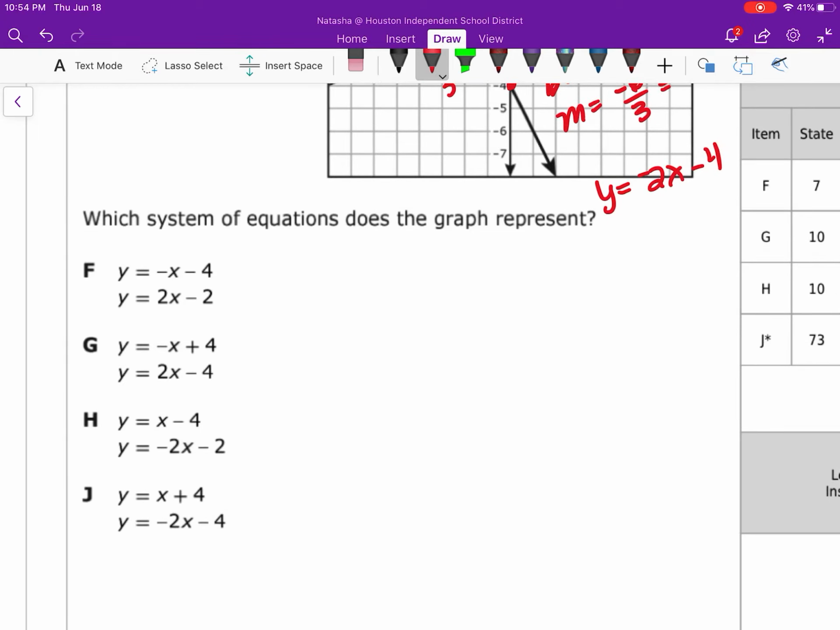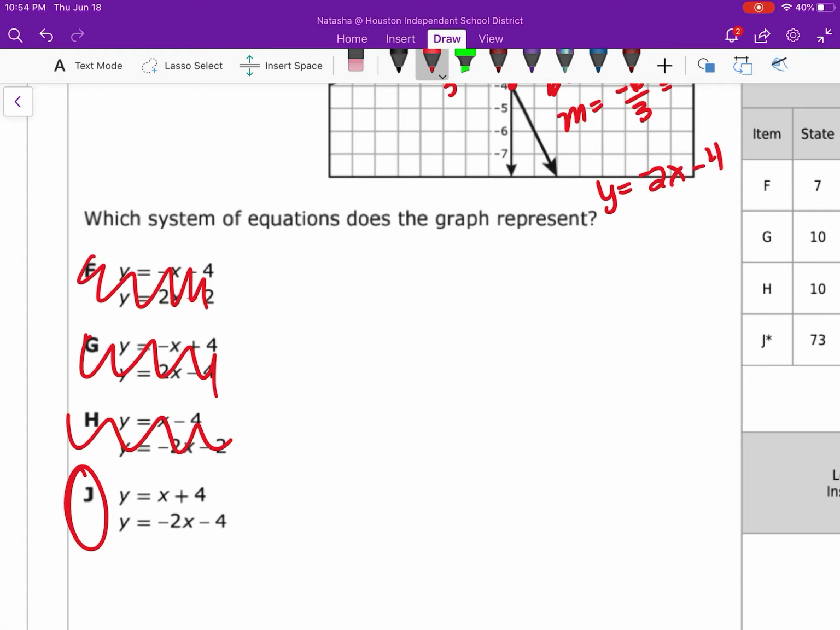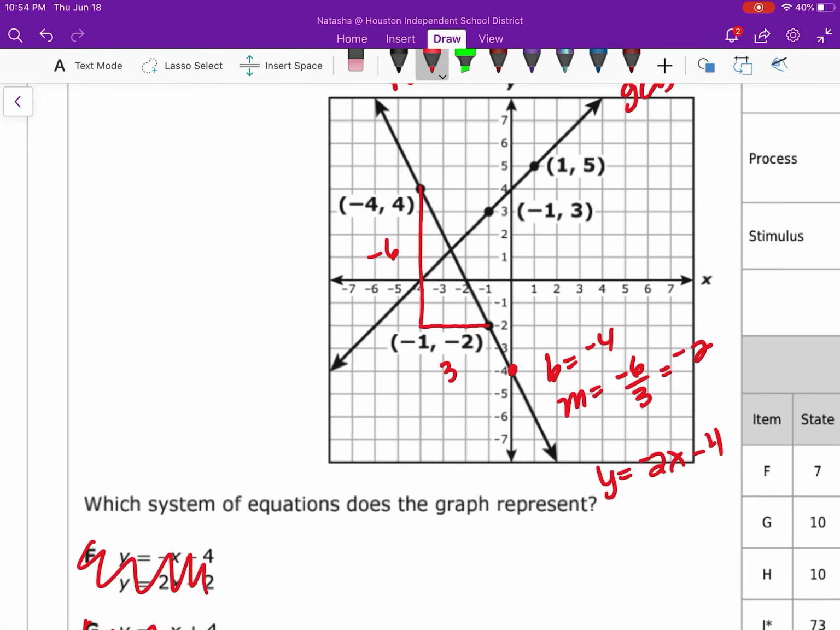If I look at these, f does not have -2x minus 4. G does not have -2x minus 4. It has 2x minus 4, but it's negative. We have a negative slope. H, we have -2x minus 2. J, we have -2x minus 4. Just by process of elimination, that has to be our answer choice.